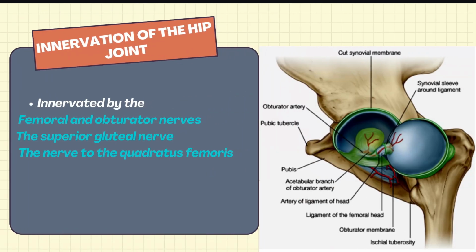And now let's talk about the innervation. We've talked about the arterial blood supply. Now let's talk about the innervation. The hip joint is innervated by the femoral and the obturator nerves, the superior gluteal nerves, and the nerve to the quadratus femoris.